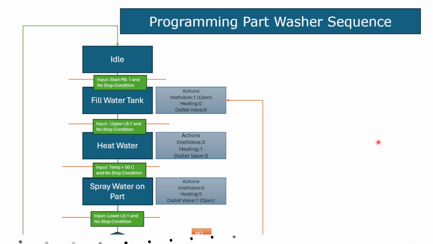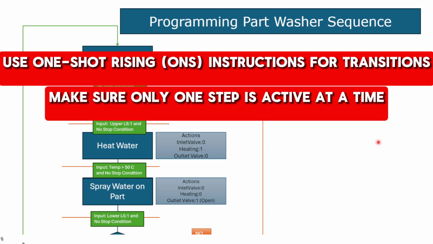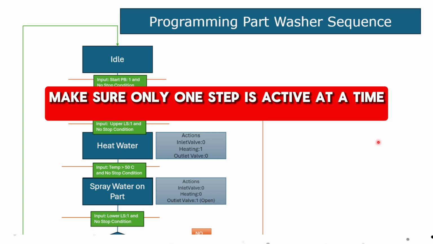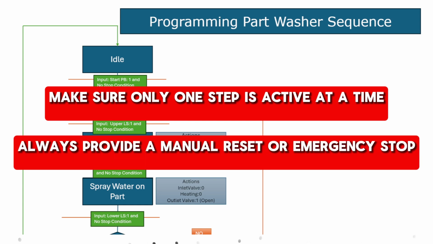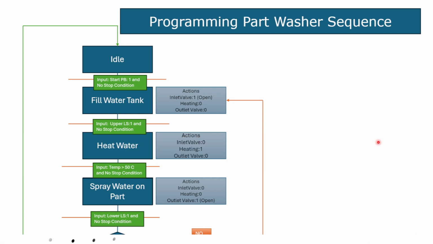Some of the best practices when programming sequencers: we make sure we use a one-shot rising instruction for transition signals, and we make sure only one step is active at a time, and also provide a manual reset or an emergency stop. Make sure we label all the step bits and transitions clearly. Your future self will thank you.